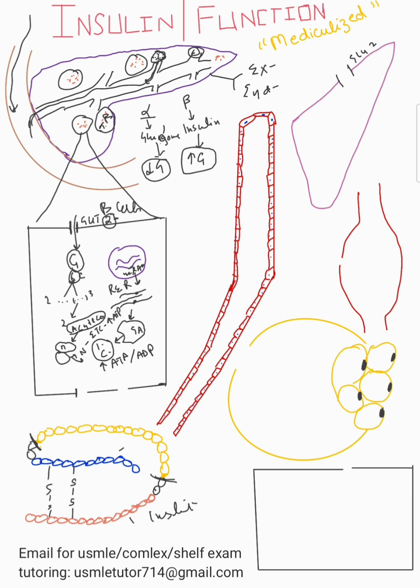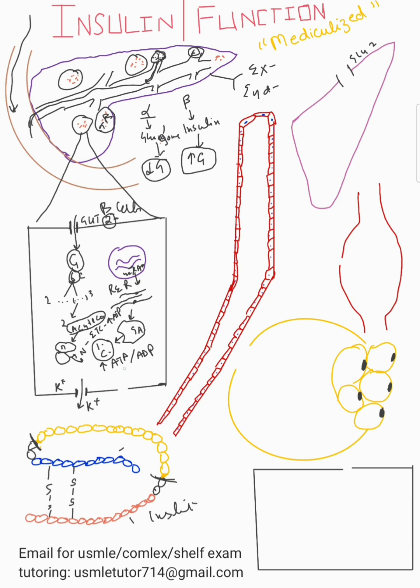Now, we have a channel here in the beta cell, and these are the potassium channels. What it means is that there's constant outflow of potassium through these channels. This hyperpolarizes the membrane, so the membrane doesn't depolarize. So you have decreased intracellular positive charge.